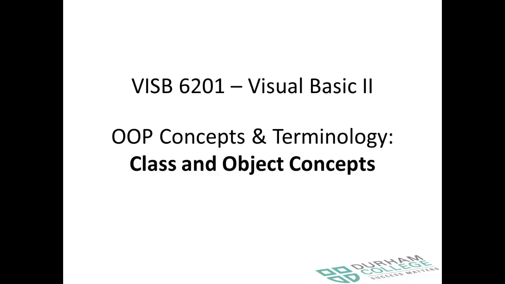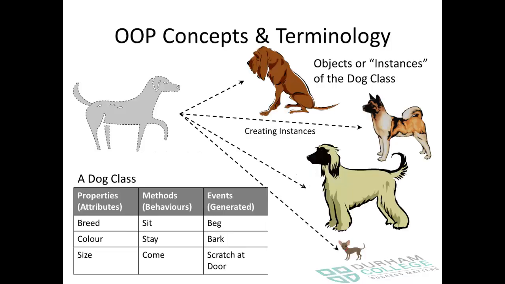All right, this is the third video in the series on OOP concepts and terminology for VB. And in this presentation, I want to take a look at some of the basic class and object concepts that are transferable regardless of what language you might be developing in. Objects themselves have properties and methods, and they can generate events.